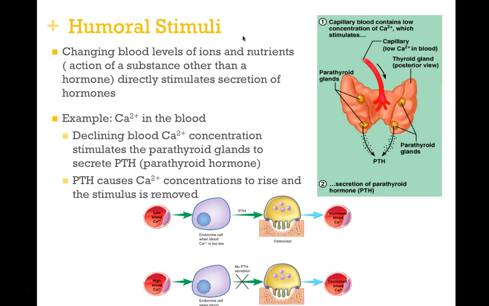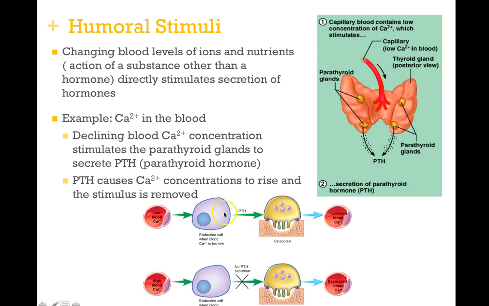Let's talk about an example. In our blood, we have a homeostasis level of a concentration of calcium. Let's say that dips down just a bit. Then we are going to sense that decrease in calcium concentration within our blood, and that triggers our parathyroid glands, which we find posterior to our thyroid gland, to secrete the parathyroid hormone. Now, what does our parathyroid hormone do?